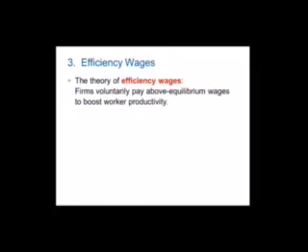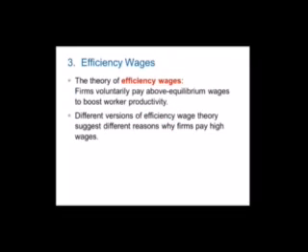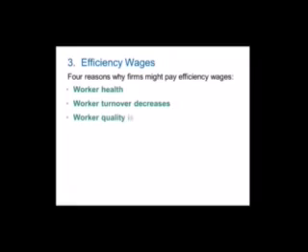The third is efficiency wages, which is basically firms paying higher wages to workers to boost their productivity. There are different versions of why this happens. Why would a firm actually want to pay more? Well, one reason is worker health. If you're paid more, you tend to eat better quality food, so your health gets better. Worker turnover decreases, because if you're already paid a high amount, why would you want to leave? You want to stay with that employer as long as possible.